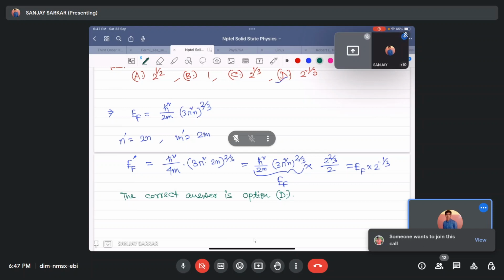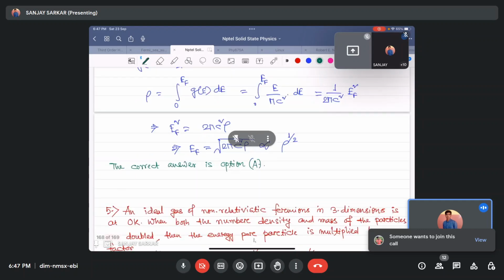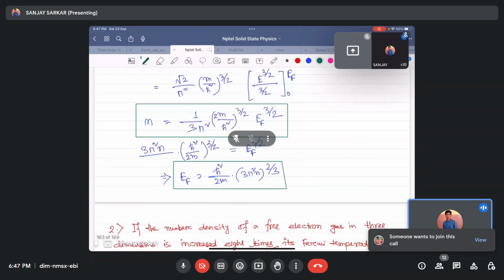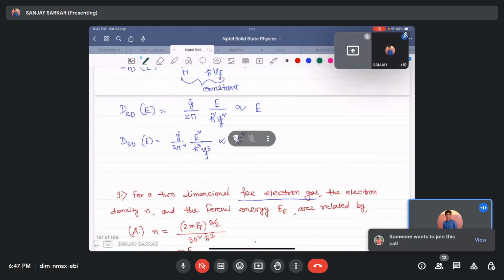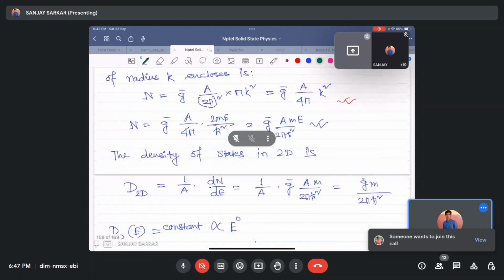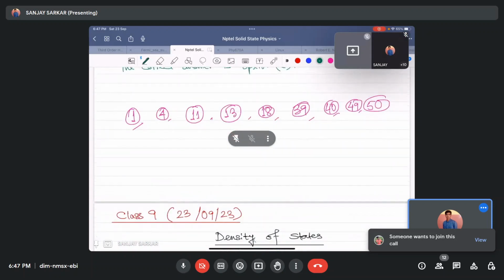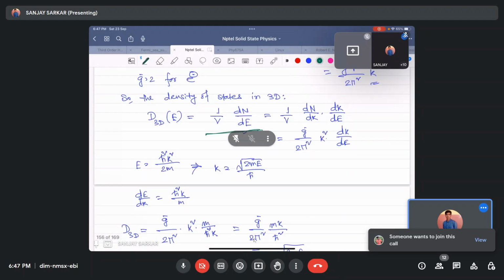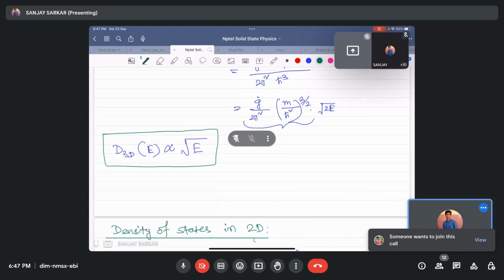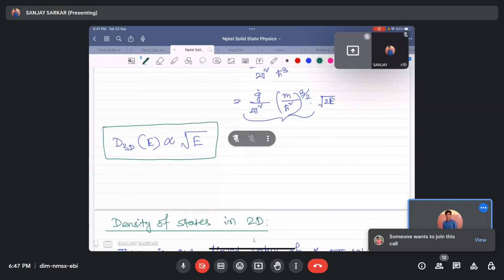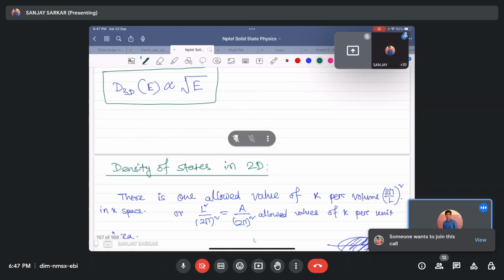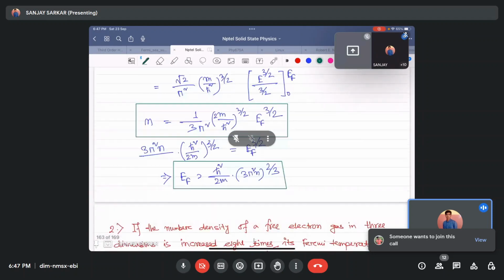So we have solved 5 questions, and let me check if there is more. So 13, 18, and 39 and 40 are also from this. Yeah, this is a numerical kind of problem, you need to calculate it.